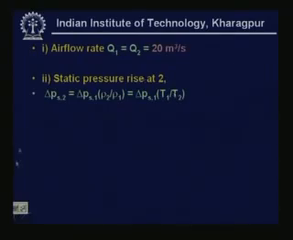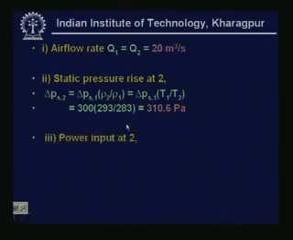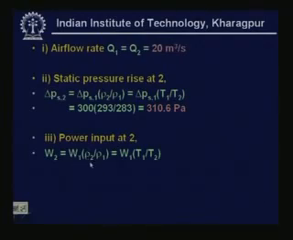So, you can find out delta Ps2 is equal to delta Ps1 into rho 2 by rho 1, which is equal to delta Ps1 into T1 by T2. T1 and T2 are absolute temperatures, as I said. So, that is equal to 300 into 293 by 283, which is equal to 310.6 Pascals. Next, power input. Power input is also directly proportional to density. That means power input at new condition 2 is equal to power input at condition 1 multiplied by the density ratio rho 2 by rho 1. If you substitute the values, you find that the required power input is 1.553 kilowatt.